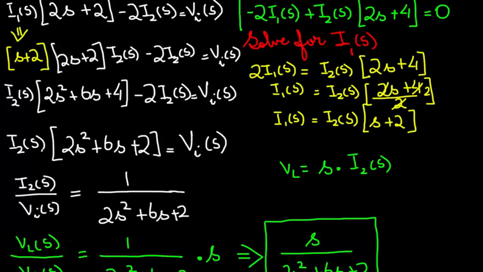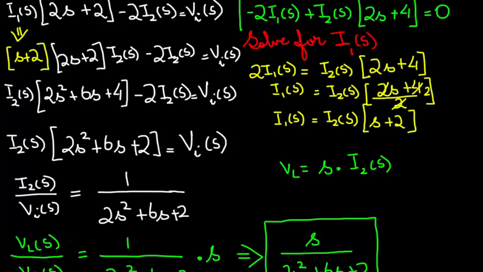So I2 of s, 2s squared plus 6s plus 2 equals the input voltage in the Laplace domain, so VI of s. Since we want the transfer function, which is output over input, we bring VI onto this side and divide by the other side, and you would have 1 over 2s squared plus 6s plus 2.